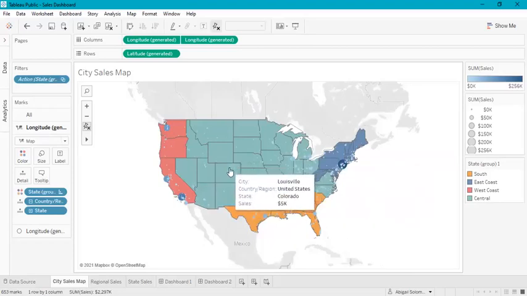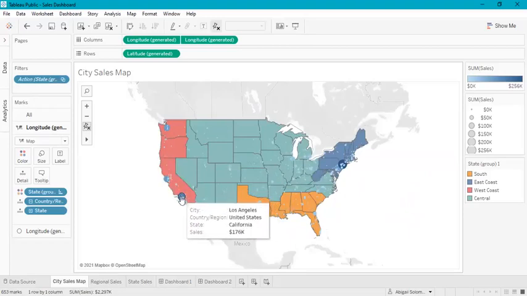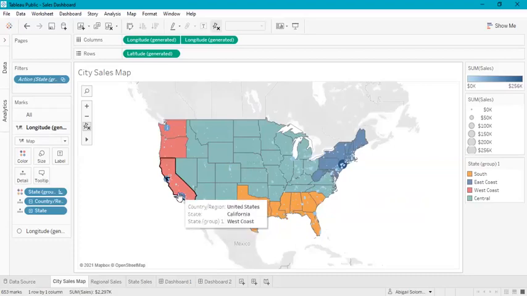So see another one here. In the United States, Louisville, Colorado, made $5K of sales. And if we move on to the Western Coast, we see California made $1,706K of sales.